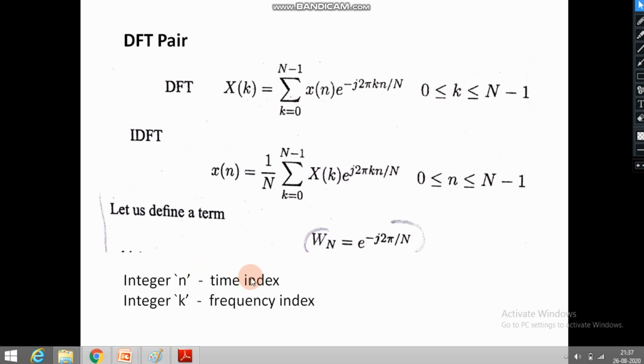So it is also called twiddle factor or phase factor, which has some properties which will be explained later, and the integer n is called the time index, and the integer k is called the frequency index, because by using this k we will get the sampling frequency points.